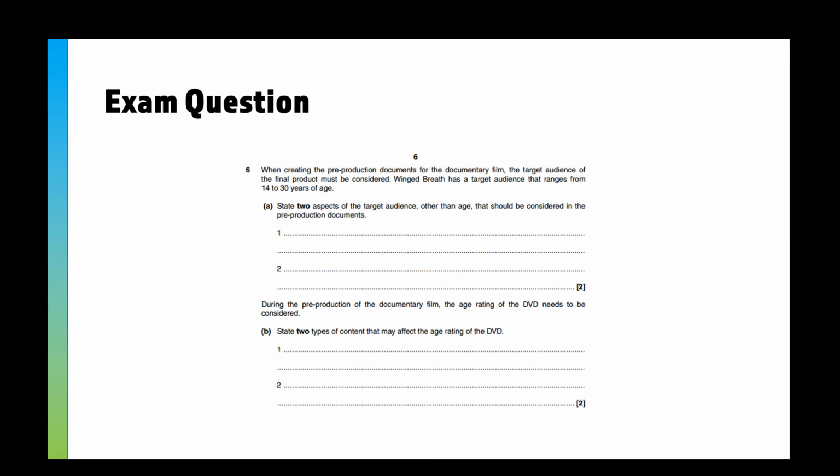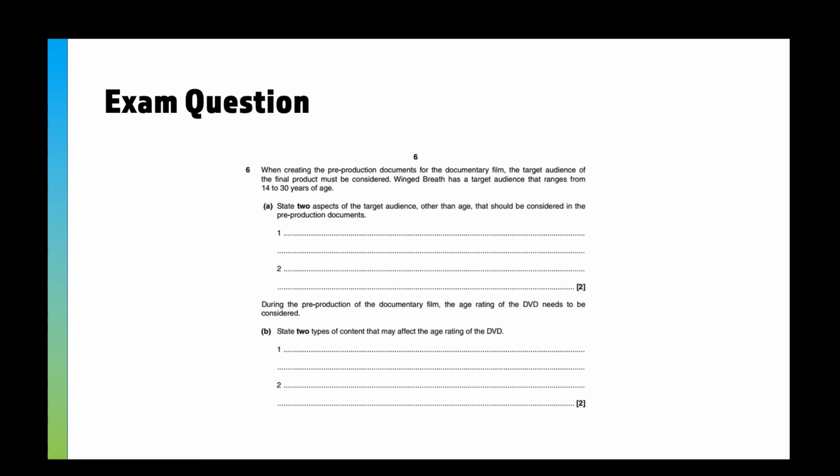So the question is: when creating the pre-production documents for a documentary film, the target audience of the final product must be considered. Winged Breath, which is a band in this example, has a target audience that ranges from 14 to 30 years of age. State 2 aspects of the target audience other than age that should be considered in the pre-production document.